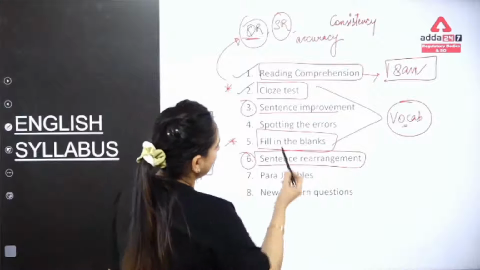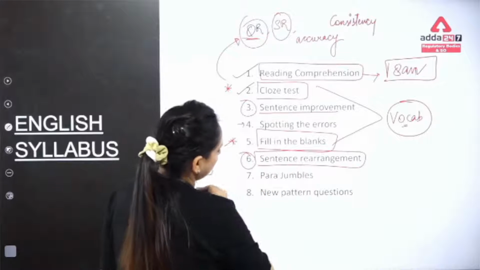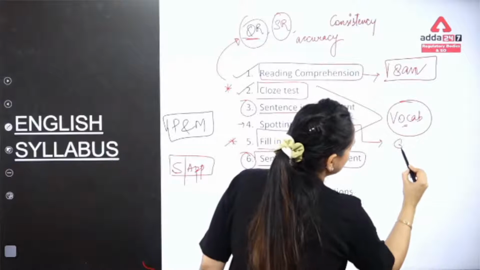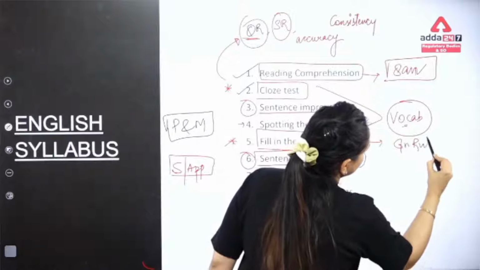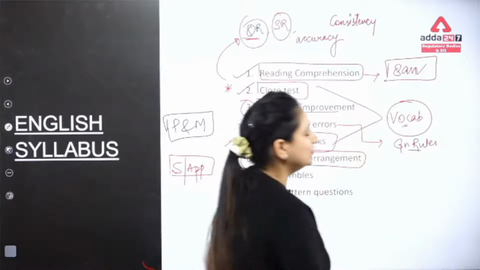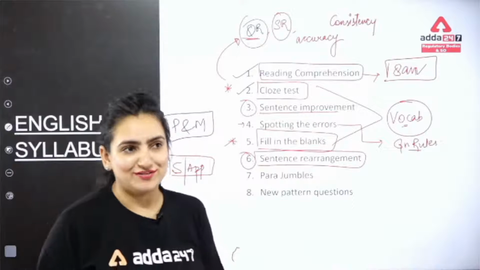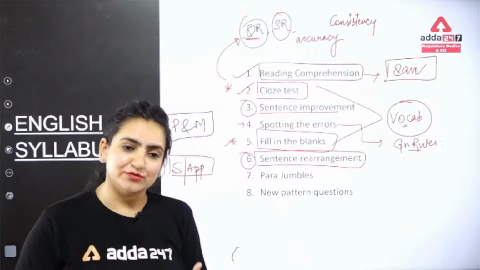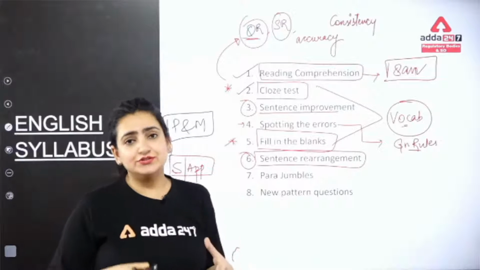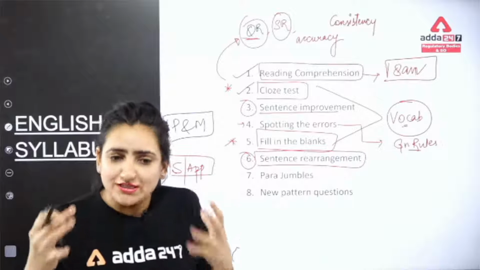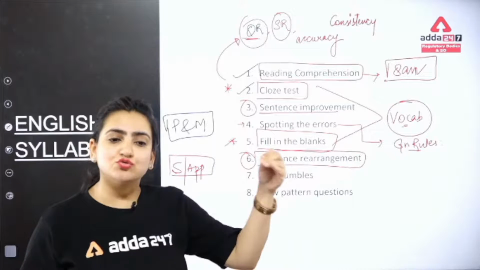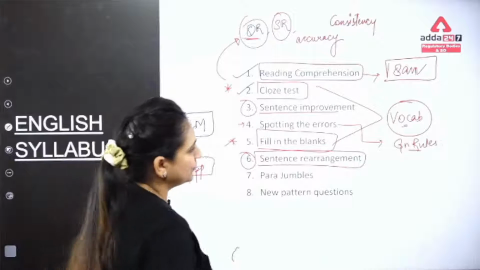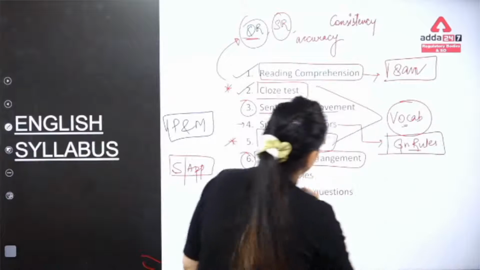Moving forward is spotting the errors. For spotting the errors, the major thing that plays a vital role is the grammar rules. So you should be very firm with the rules of grammar. If you talk about parts of speech, articles, subject-verb agreement, tenses, narration, voices, each and every topic has its own vital role in spotting the error, which will again cover your grammar rules.